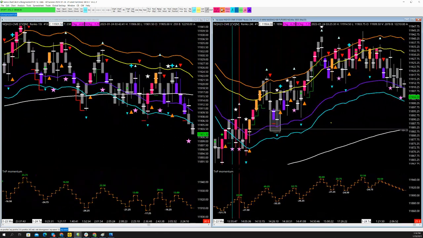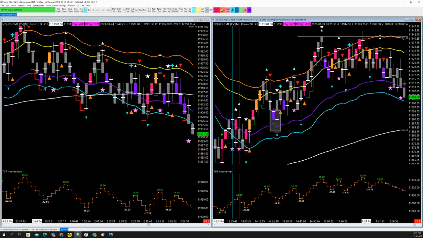So there's your long, and you'll see before the close, here's the close. That's your maximum favorable excursion right before the close. I guess this is 1500. So that's a run from 11,885 to 11,940. That's 55 points, $1,000 a contract right there at the end of the day. Okay, so that's Monday.